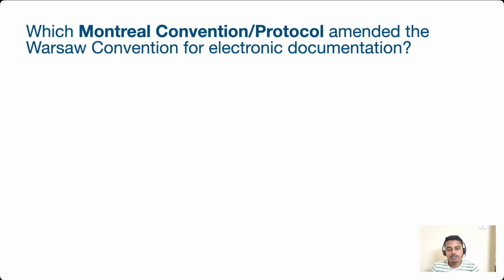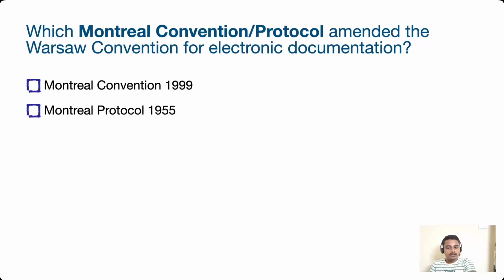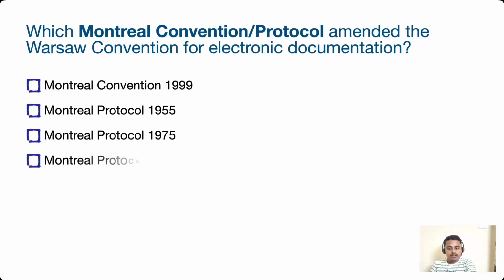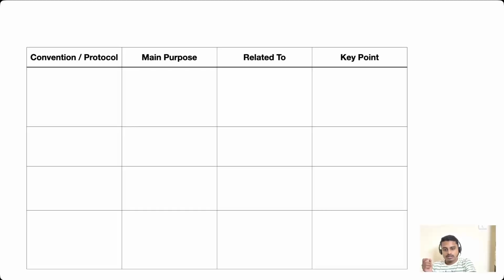Which Montreal Convention or protocol amended the Warsaw Convention for electronic documentation? Is it the Montreal Convention of 1999, Montreal Protocol of 1955, Montreal Protocol of 1975, or the Montreal Protocol of 1988? Here the correct answer is 1999. But let's go through all these Montreal conventions and protocols once to understand the difference, because there are so many of them, right? So let's understand the difference.